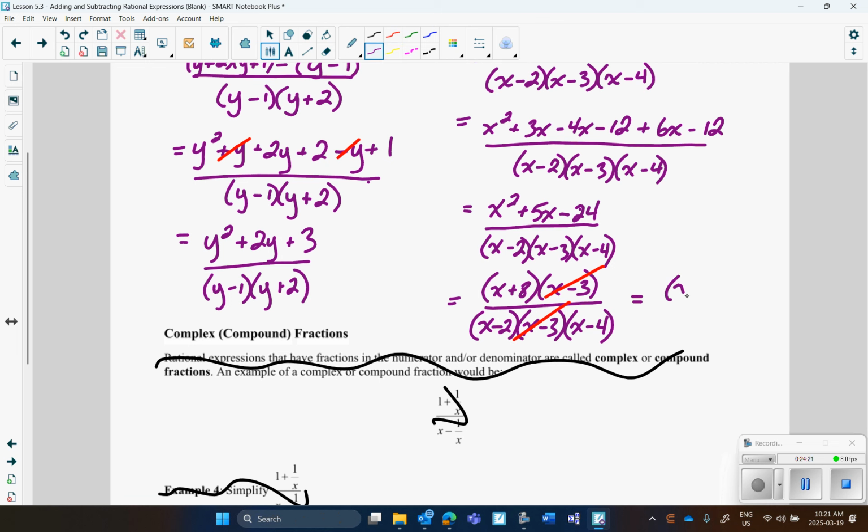So I am left with x plus 8. If there's a single binomial up top, you don't need the parentheses, but I'm going to keep them in. And now there's only two binomials left. Okay? Looks a little complicated, but if you know your algebra, and if you know your factoring, okay, you'll be fine.